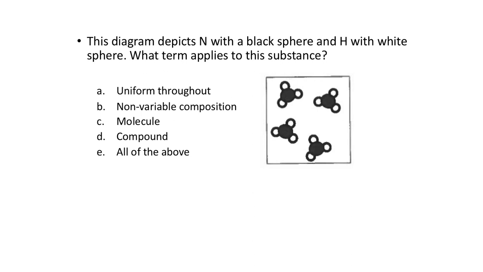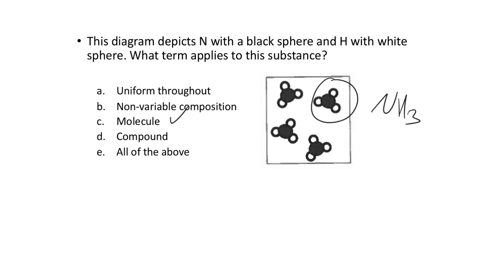Okay, so we're going to start here with this question. So the diagram's depicting nitrogen atoms with the black spheres and hydrogens with the white spheres. And so this diagram here is depicting molecules. So this might be something like NH3, and we see 4 of those molecules depicted in the diagram.